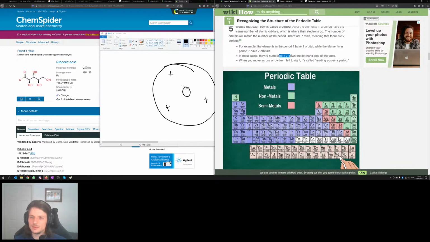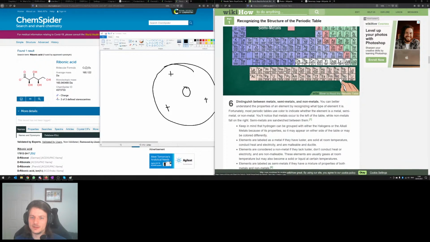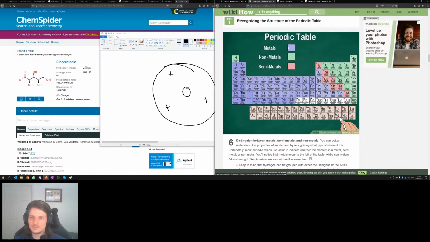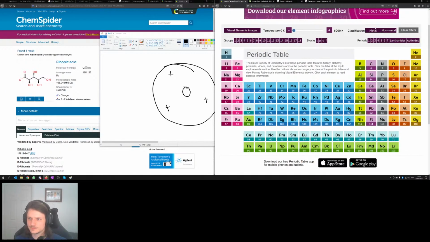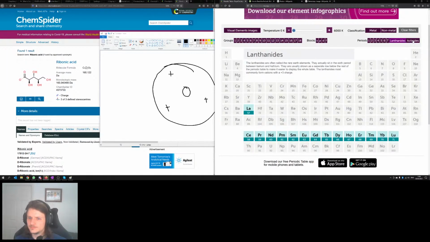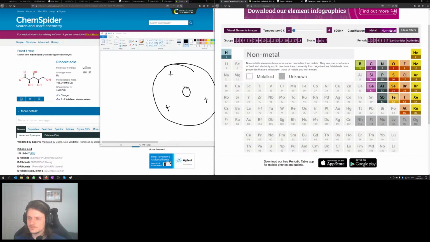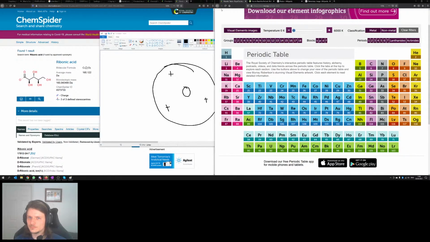In most cases, they're numbered 1 to 7 down the left-hand side of the table. When you move across a row from left to right, it's called reading across a period. Metals, non-metals, semi-metals. Okay.